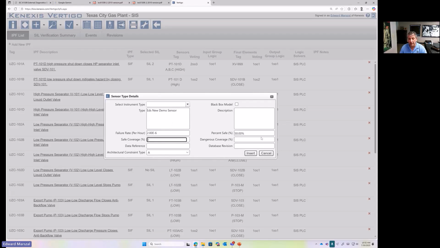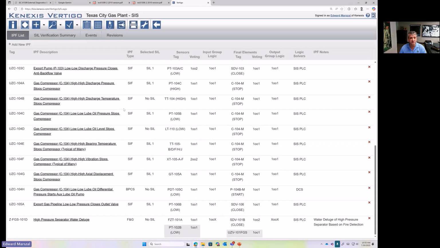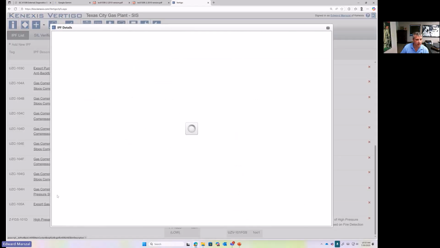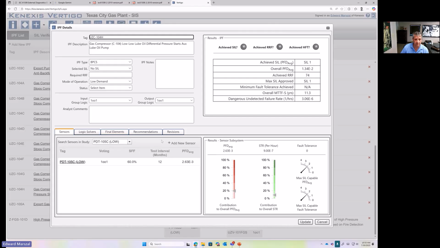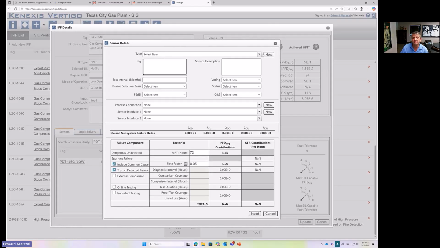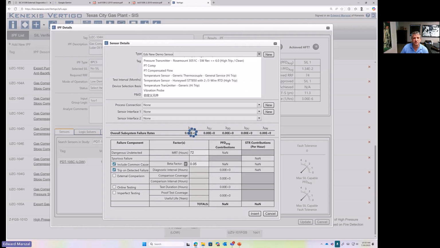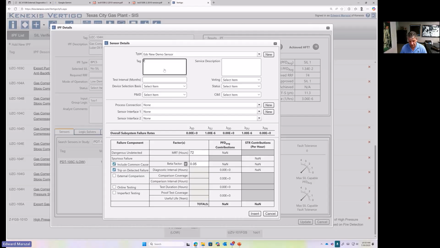And I'm going to start off by putting my diagnostic coverages at 0%. No data reference, no database revision. I'm going to leave this at architectural constraint type A. Insert this. And then I'm going to play around with one of these safety instrumented functions. I'm going to add a new sensor that's going to be based on Ed's new demo sensor. And I'm going to call this pressure transmitter 777. Okay. Just put in a test interval so that we have something. I'm going to go with 1 out of 1 voting.